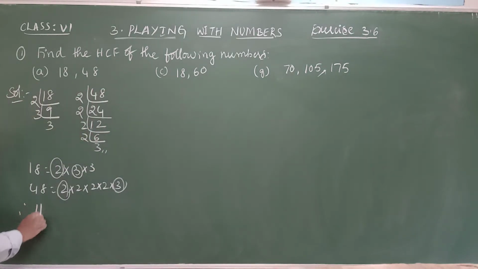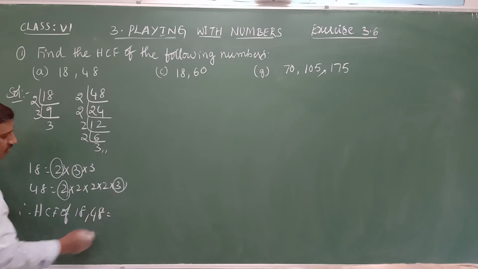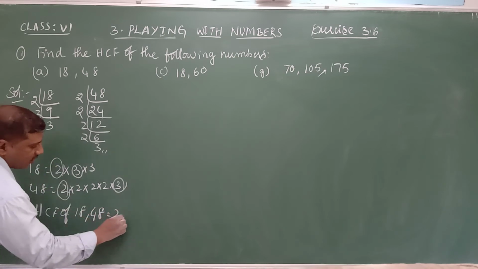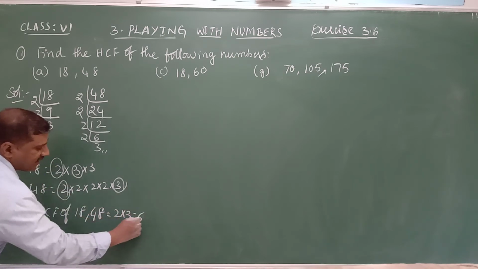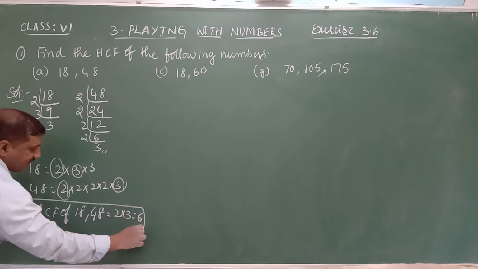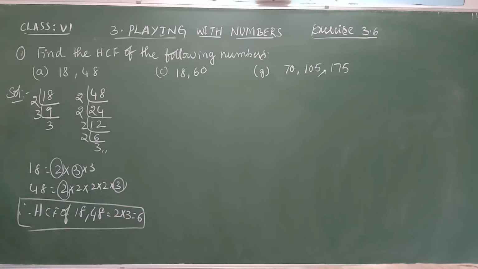Therefore, HCF of 18 and 48 is equal to the product of 2 and 3. 2 into 3 is 6. Now 6 is the HCF of 18 and 48.